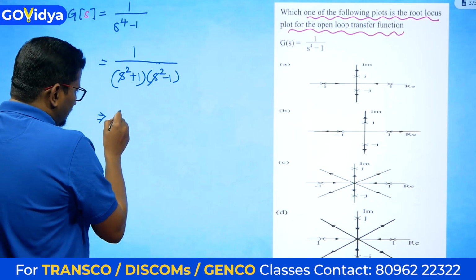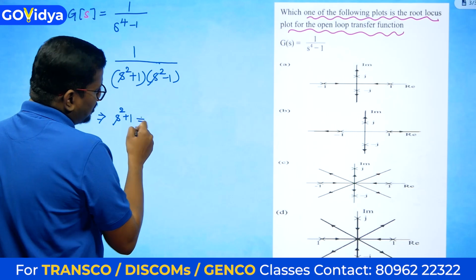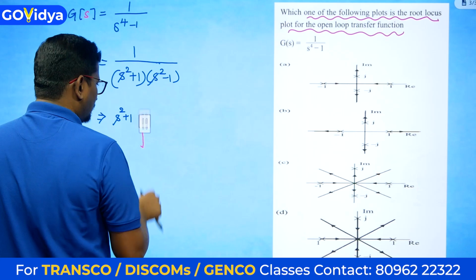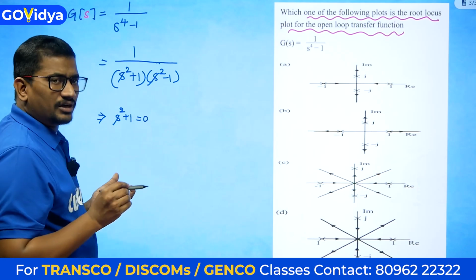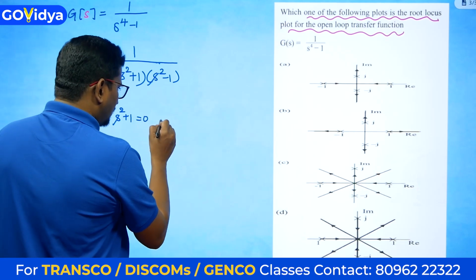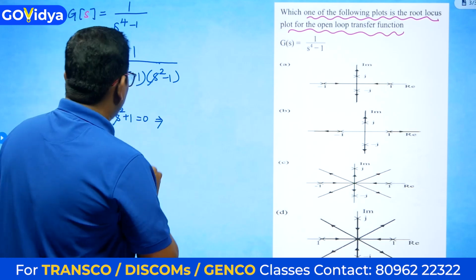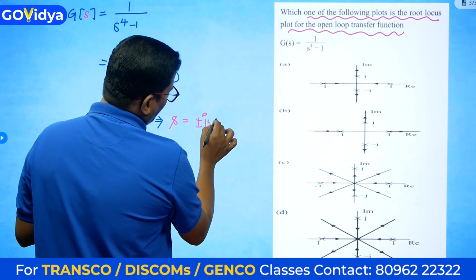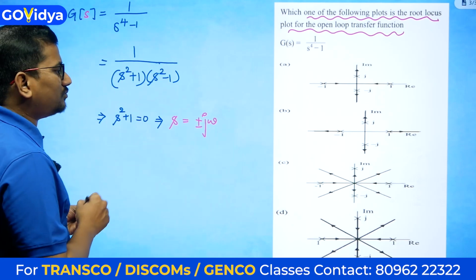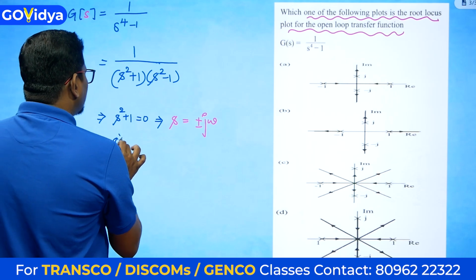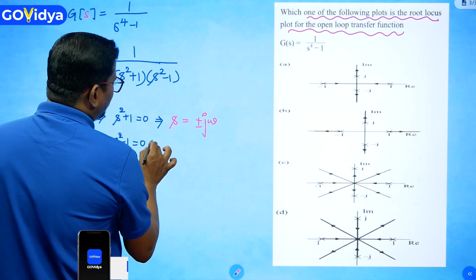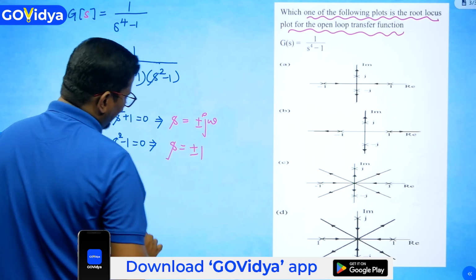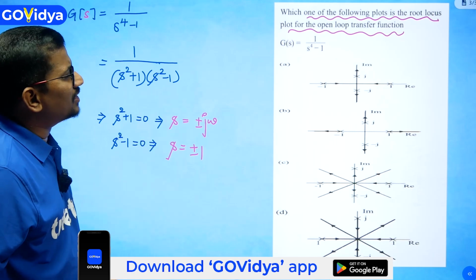So again, from this, can I calculate the poles? I just want to know the pole location. s square plus 1 equal to 0, because I want to calculate the poles, then only I can look at them. That implies s is equal to plus or minus j, imaginary roots. On the other hand, s square minus 1 equals 0, that implies s is plus or minus 1.